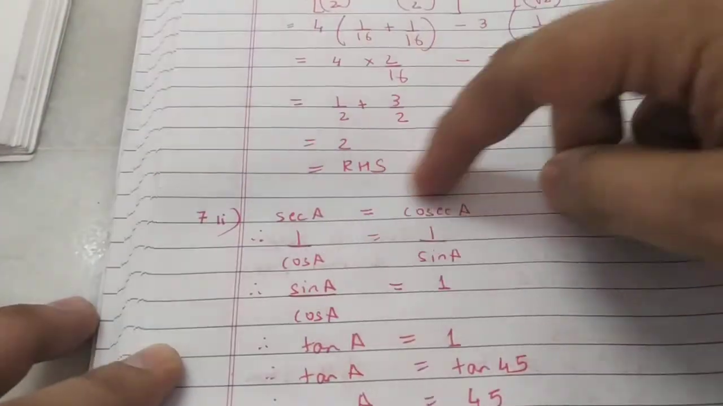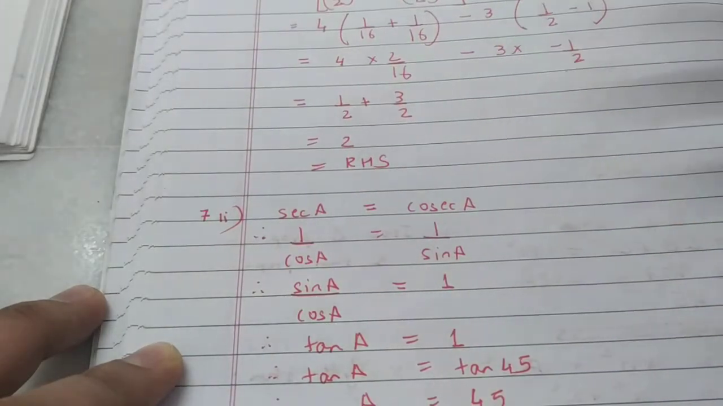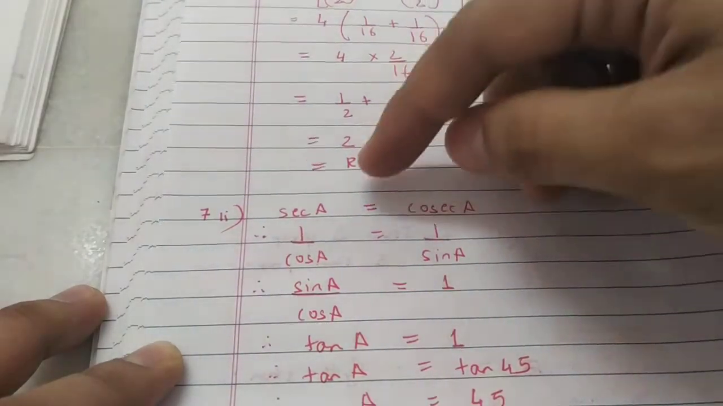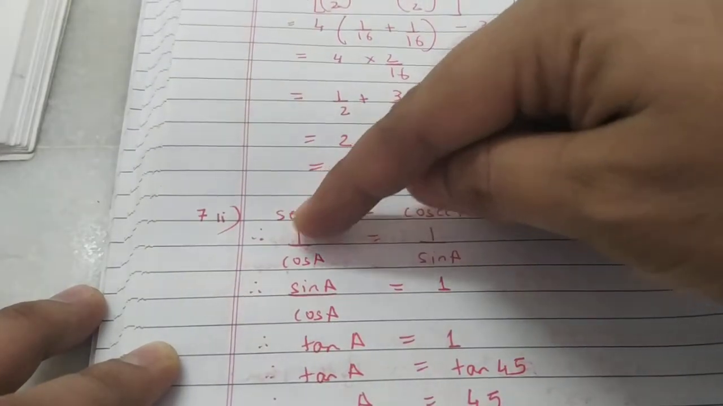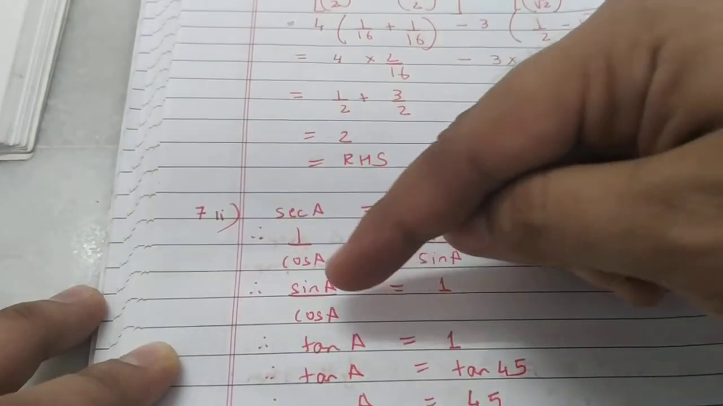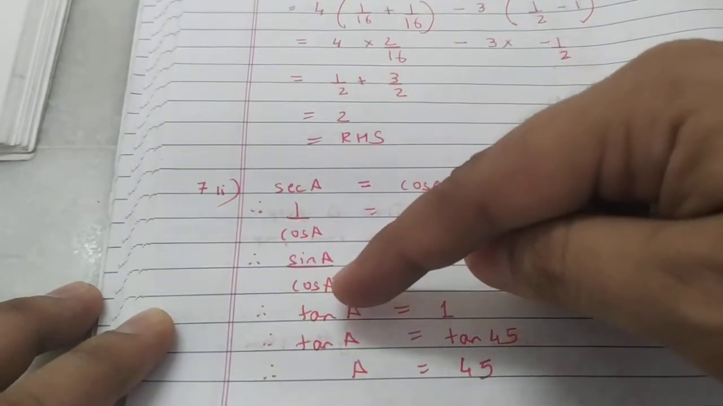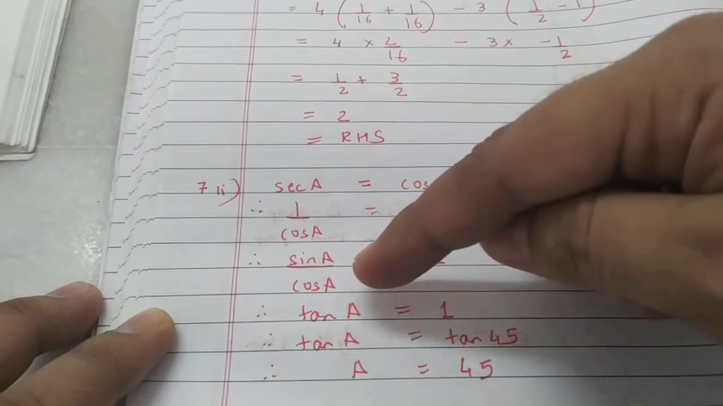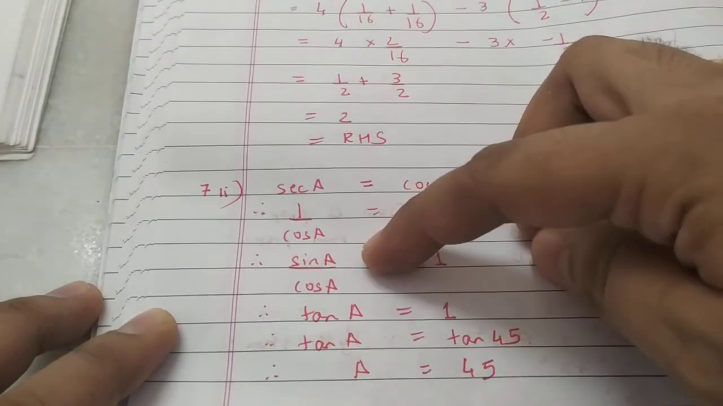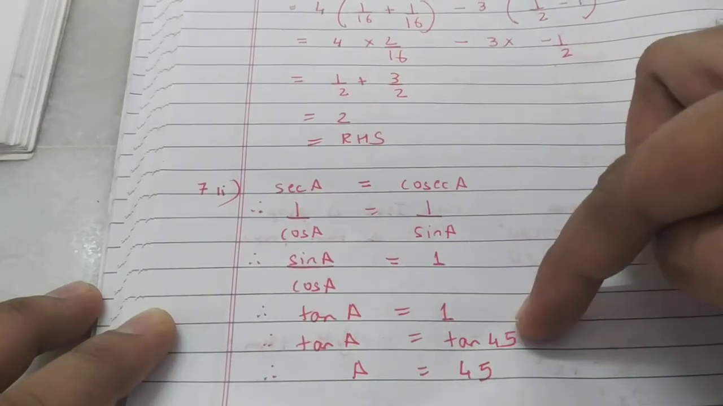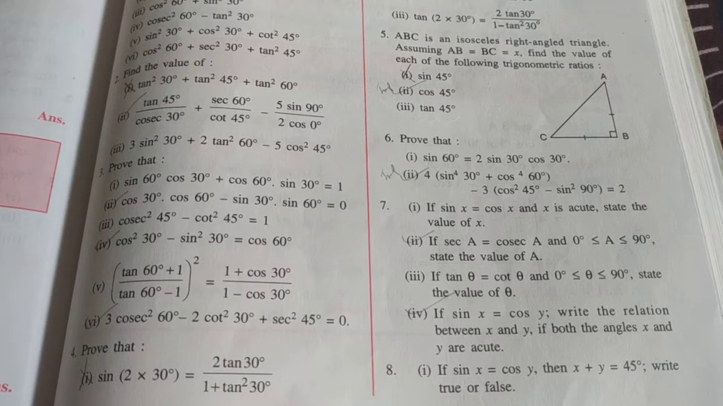So sec A is equal to cosec A. So first of all, convert them into the elementary forms, the basic sine cos form, the reciprocal form, that is 1 upon cos A. This is 1 upon sine A. Sine A goes up. That becomes sine A upon cos A is equal to 1. Sine A upon cos A is tan A, and tan A is equal to 1. Now what angle of tan is equal to 1? That is, tan of which angle is 1? Tan of 45 is 1, if you remember the table values. That means angle A is indeed 45.